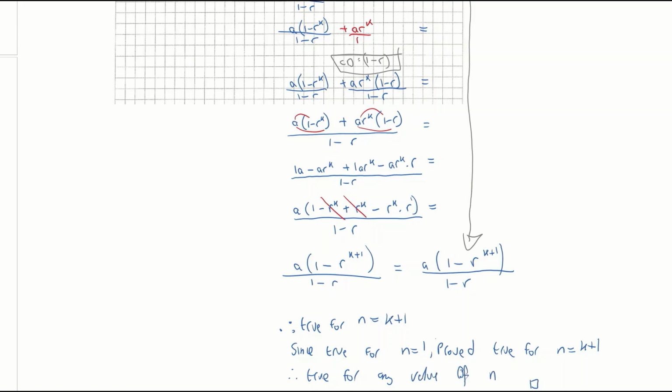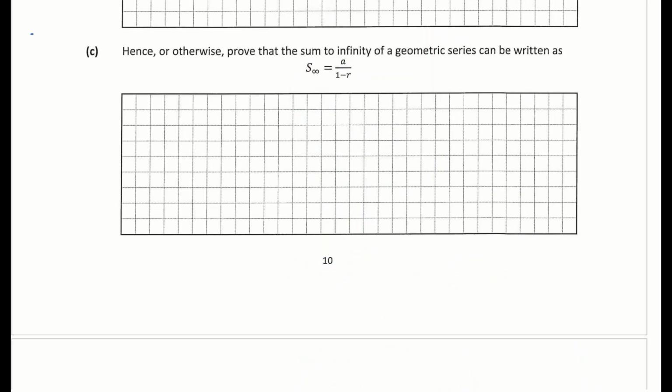And that's our proof. Part C, hence or otherwise prove the sum to infinity of a geometric series can be written as a over 1 minus r. So not too much written work in this, it's more theory based.